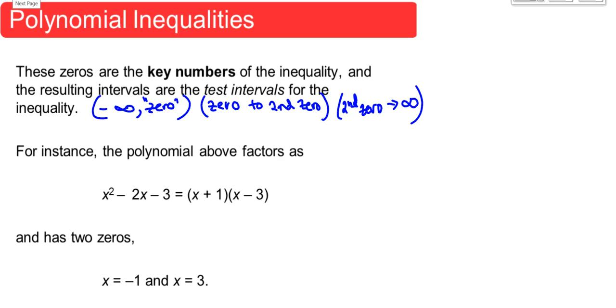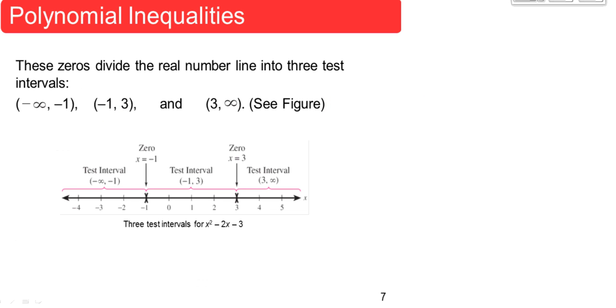Once we have those zeros, this gives us the intervals: -infinity to -1 is the first interval, -1 to 3 is the second interval, and 3 to infinity is the last interval. It's a good idea to set up a little number line, then test something in each of those intervals. We're used to making an interval table anyway, and in this case it's even easier because we're just interested in whether it's positive or negative.